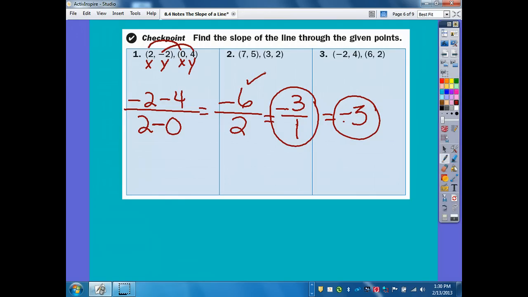So good question. Question? Y is on the top. Y is our vertical. Rise over run. The y-axis. Okay? Rise over run. And is our x-axis. Rise over run. All right, number 2.